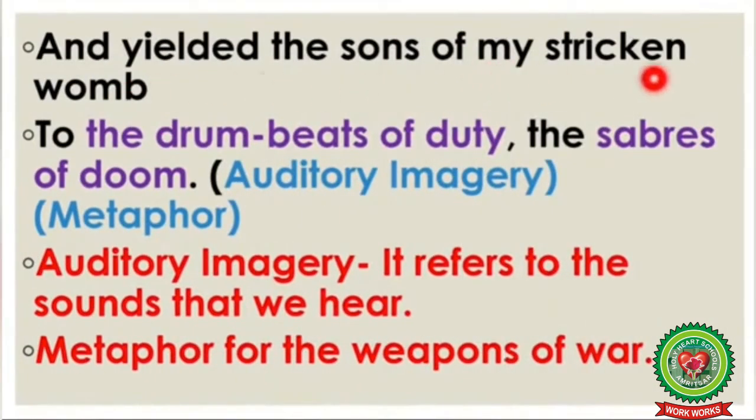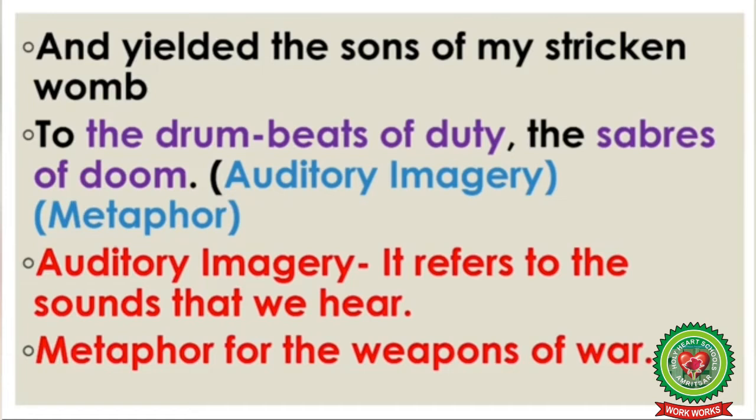Now let us see the next lines. "And yielded the sons of my stricken womb to the drumbeats of duty, the sabers of doom." Now what is Mother India saying in these lines? She says that she has given up her sons born out of her womb to serve the British cause in the First World War. Now here she says, the drumbeats of duty. It means that the drums were beaten to call the soldiers for their duty. And sabers of doom means swords of death and ruin, which brings the horror of war. That is the death of Indian soldiers fighting for the British.